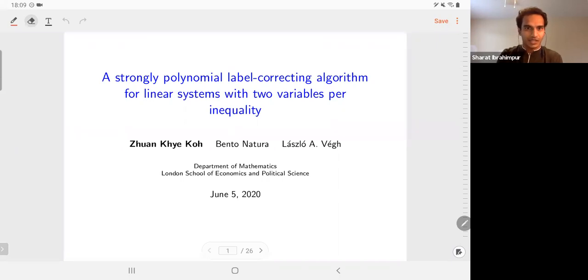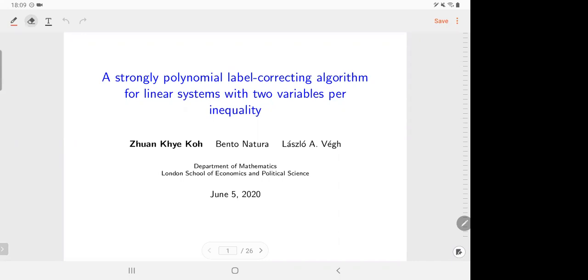Today he is going to talk about a strongly polynomial time label correcting algorithm for linear systems with two variables per inequality. So Cedric, you can start whenever. Yeah. Okay. First, thanks for the invitation. Today I'll be talking about recent work that I've done with my advisor Latsi and Bento.